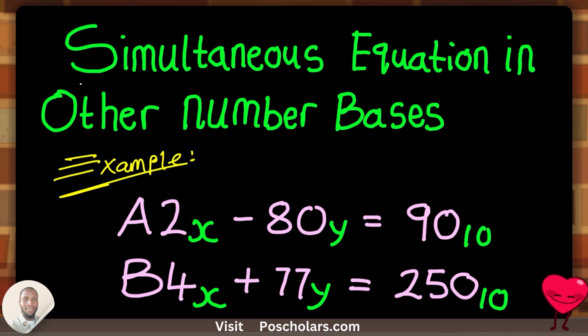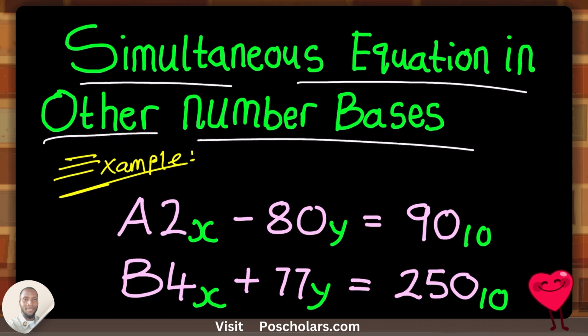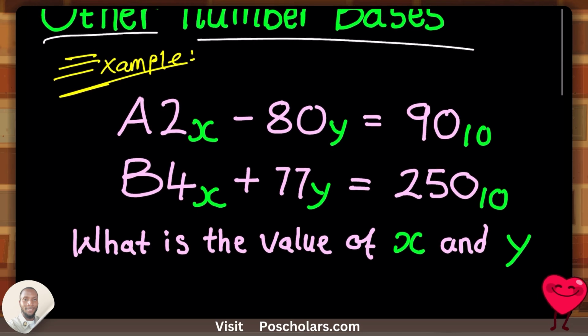Stick with me. So the title of this video is Simultaneous Equation in Other Number Bases. And we have one question we are going to look into together. The question says: A2 base x minus 80 base y equals 90 base 10, and B4 base x plus 77 base y equals 250 base 10. What is the value of x and y?